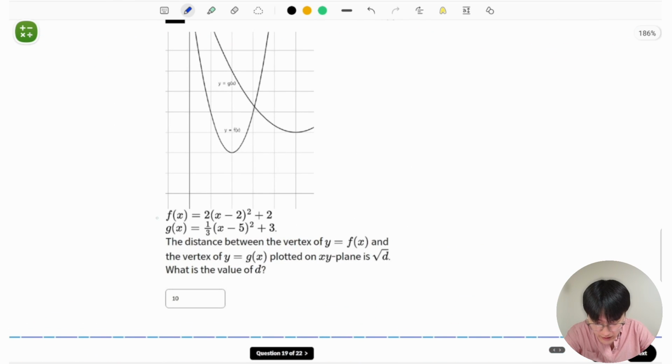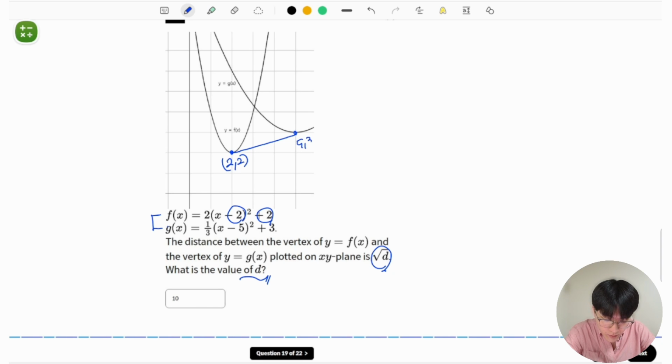Question number 19. We have these two equations, formulas. The distance between the vertex of y is equal to f(x) and the vertex of y is equal to g(x), plotted on the xy plane, is square root d. So the distance between these two vertices, we can denote it as square root d. And we want to find the value of that. So what we want to do is find the vertices first. And we know that this is already in vertex form, meaning it's (2, 2) and (5, 3).